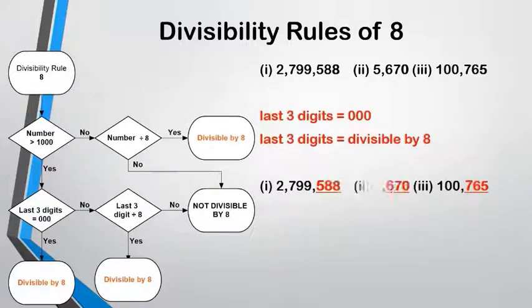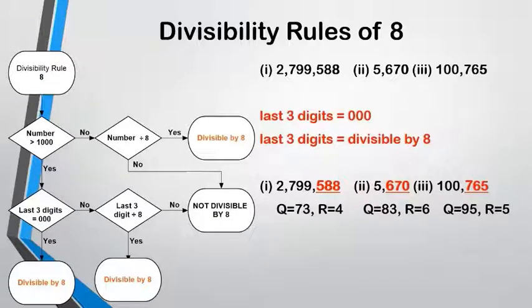We already know divisibility rule of 8. So let's check the last 3 digits. 588 when divided by 8 will give 73 as a quotient and 4 as the remainder. 670 when divided by 8 will give 83 as the quotient and 6 as the remainder. And when 765 is divided by 8, we will get 95 as the quotient and 5 as the remainder. So all these 3 numbers are not divisible by 8.